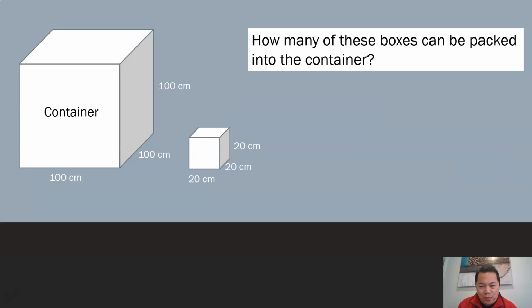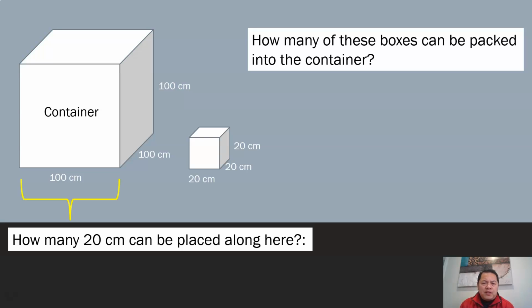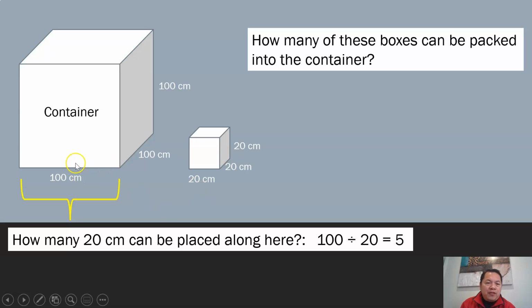Okay, move on to another interesting one. Towards the end of the page, you are required to find how many of these smaller boxes can be fitted into a bigger container or box. There are a few concepts that you need to know. First, you have to ask yourself, how many 20 cms, because each of these smaller boxes is 20 cm. How many 20 cms can I fit along here? That's right, 100 divided by 20, which is 5. So over here, I can put 5 of them, 1, 2, 3, 4, 5.